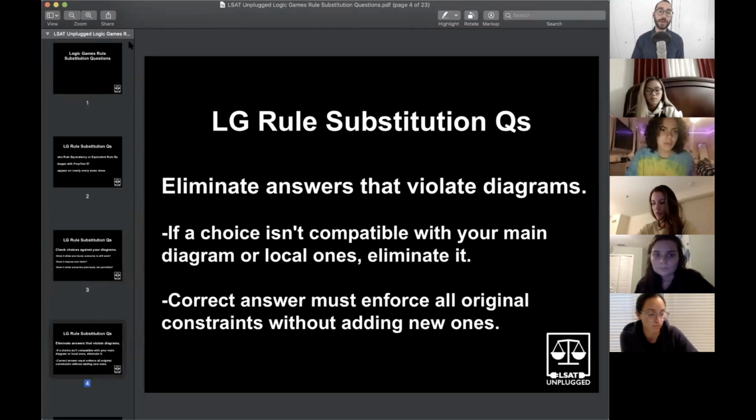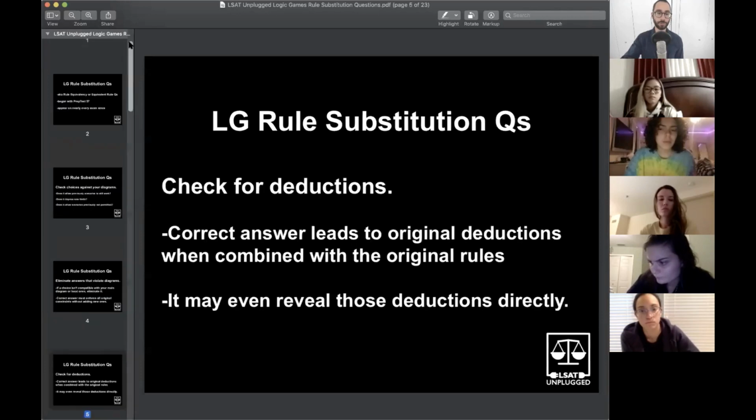You want to eliminate answer choices that violate your valid diagrams. If it's not compatible with the main diagram and it's not compatible with local diagrams, eliminate it. It's no good. The correct answer choice must enforce all original constraints without adding any new ones. So this is general theory, general background. Obviously, we'll get into some examples tonight. I'm really excited about that. All of this is also on that article I shared.